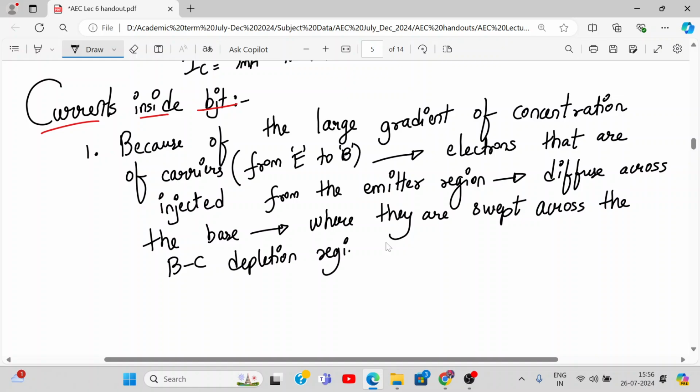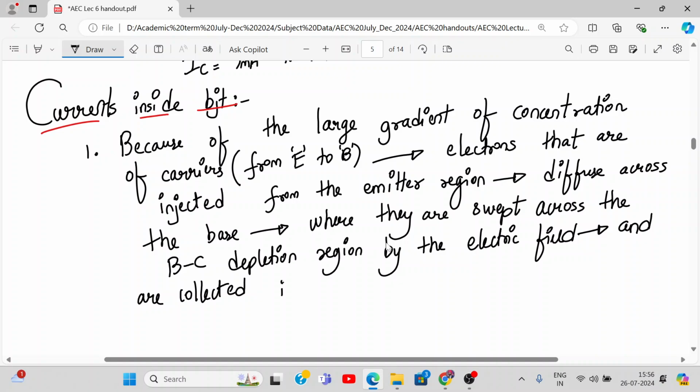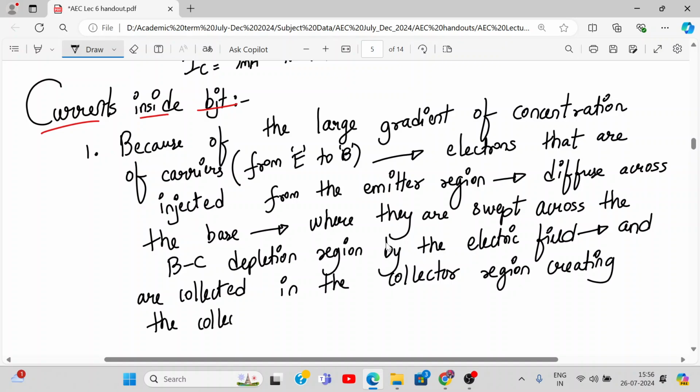depletion region by the electric field and are collected in the collector region, creating the collector current. This is the basic operation of BJT, the currents inside the BJT. So I'm highlighting the important points. Collected in the collector region.